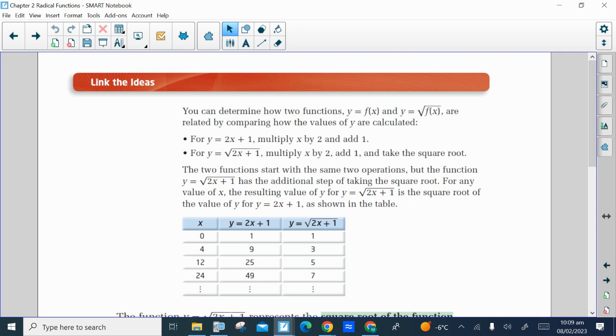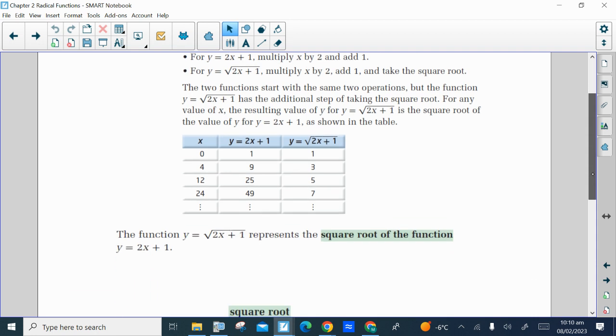And then if you're going to take y equals the root of 2x plus 1, as you can see in the table, you simply take the square root of all the y values. Right? For y equals 2x plus 1, when x is 0, y is 1. Well, that point on y equals the root of 2x plus 1 would actually be the same point because the square root of 1 is still 1. But these other points are different because the square root of 9 is 3, the square root of 25 is 5, and so on. So essentially, you're taking the square root of all the y values.